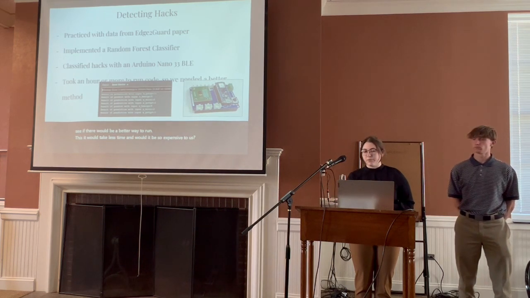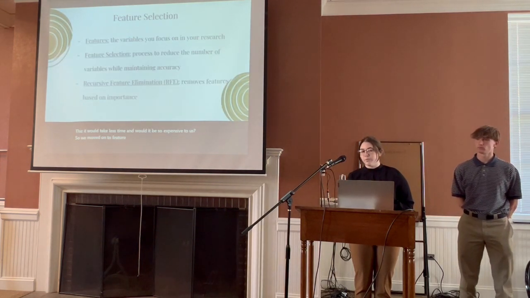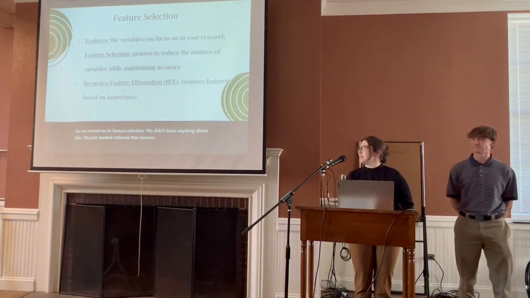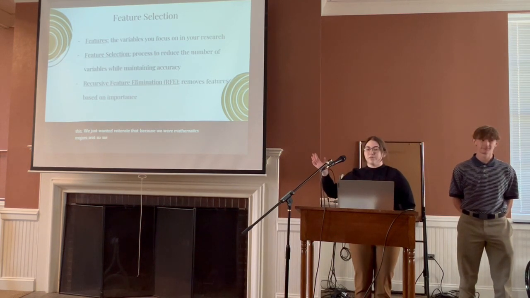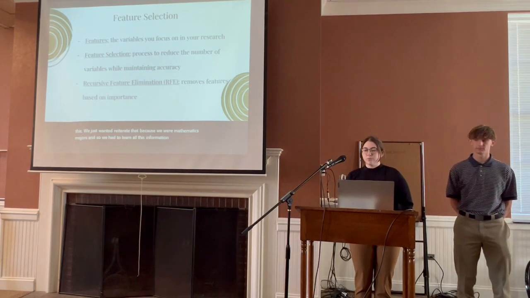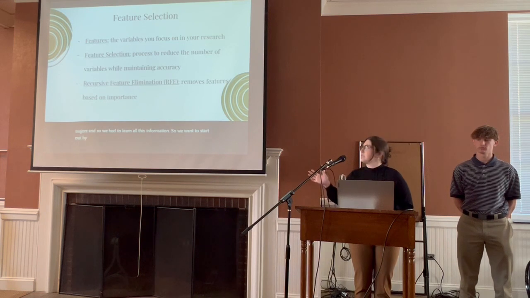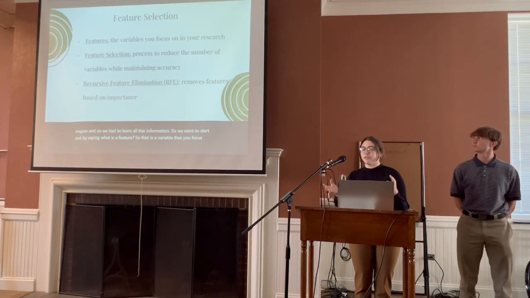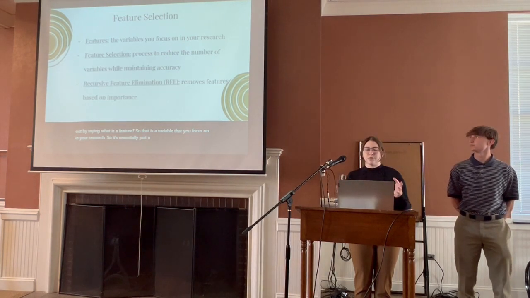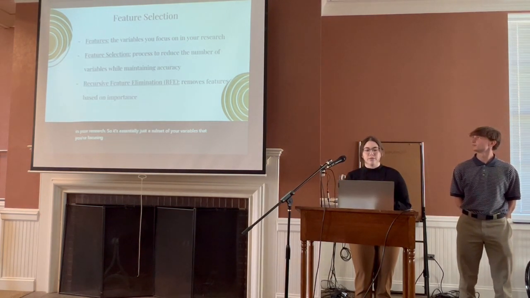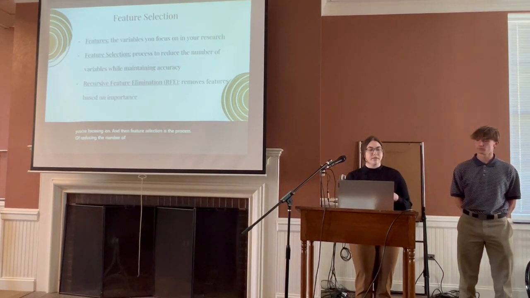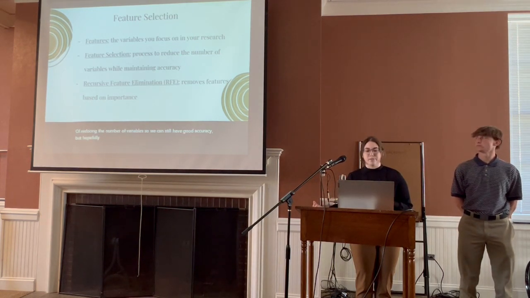So we moved on to feature selection. We didn't know anything about this, and we just want to reiterate that because we were mathematics majors, so we had to learn all this information. We want to start out by saying, what is a feature? A feature is a variable that you focus on in your research. It's essentially a subset of your variables that you're focusing on. Feature selection is the process of reducing the number of variables so we can still have good accuracy, but hopefully run our model in a shorter time.